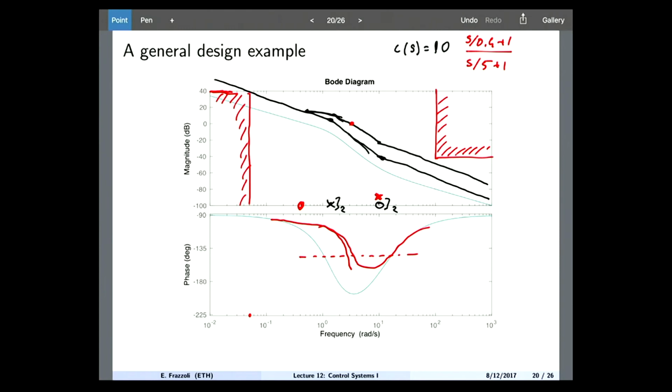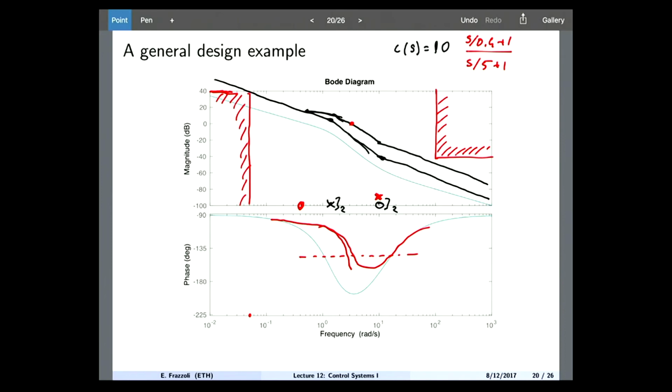But this is where things can get a little bit iterative, okay? Because here what we found is that by adding the lead, we are also moving the crossover a little bit to the right. So the maximum phase lead is not occurring at 2, not where I want it to be. It's occurring at slightly higher frequencies. One thing that you can do if you want to keep the crossover frequency fixed is to lower the gain. But by lowering the gain, we will not clear the obstacle on the left, right?